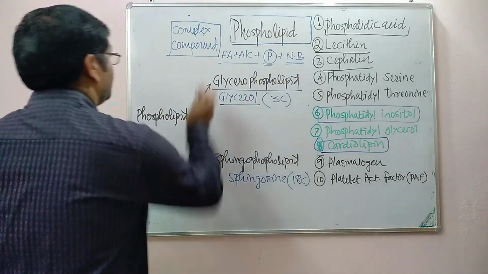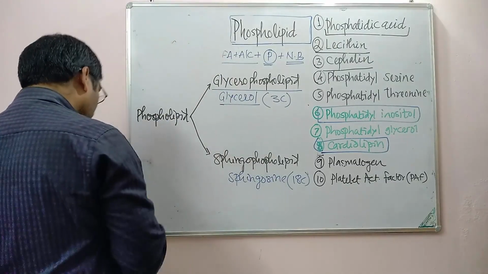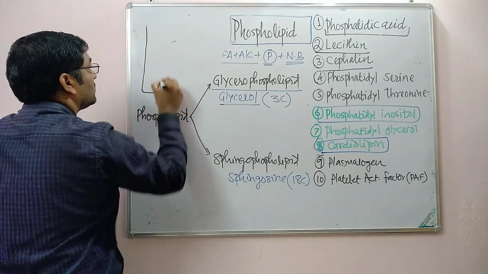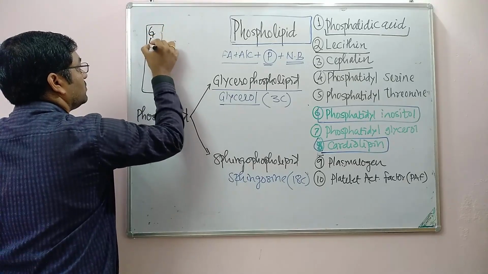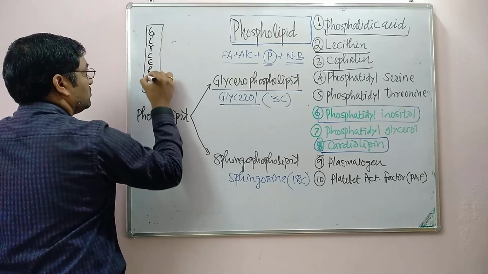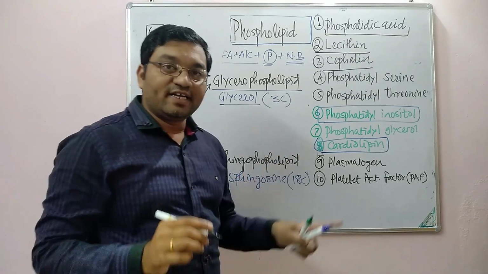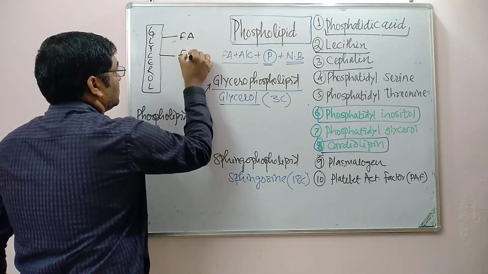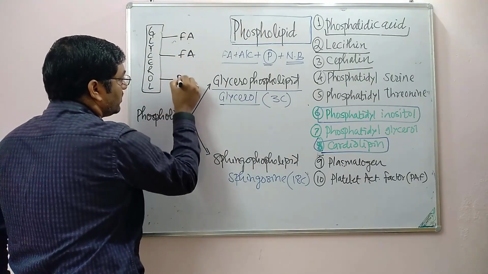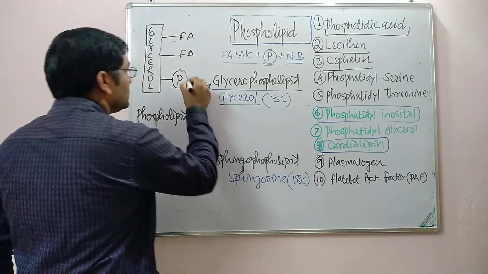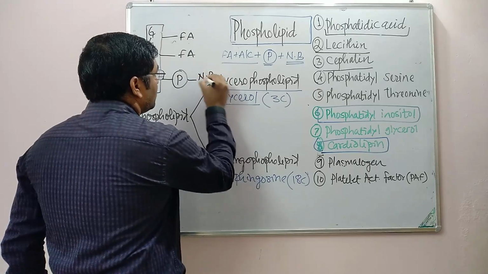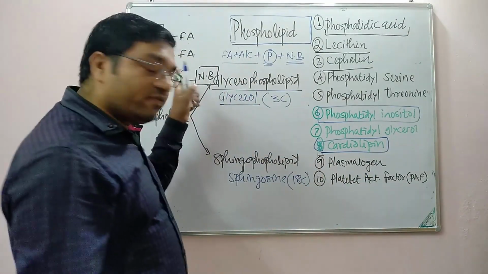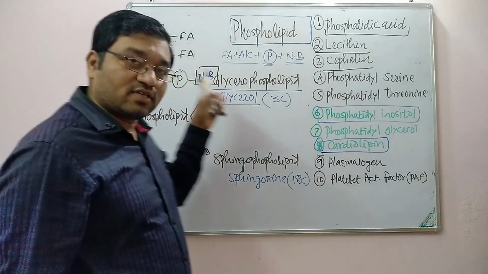Coming to the structure, the glycerophospholipid contains glycerol. To this glycerol, two fatty acids are attached at C1 and C2. Then there is attachment of the phosphoric acid or phosphate, and to this phosphate there is attachment of a nitrogen base. So this is the structure of phospholipid. This is the simplified structure of phospholipid. You can draw this structure in exam.